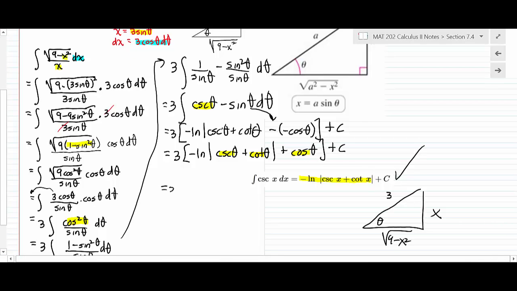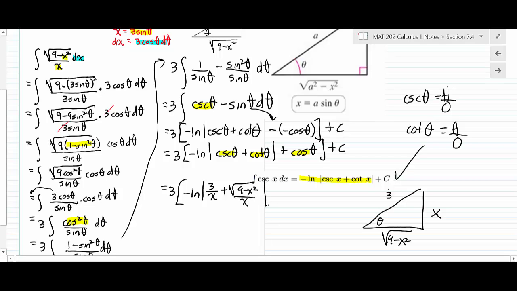Okay, so this is going to be 3 negative ln. Remember the cosecant is hypotenuse over opposite. So that's going to be 3 over x. So you're going to have a 3 over x there. Then the cotangent of theta is adjacent over opposite. Adjacent is root 9 minus x squared, opposite's x. So that's going to be square root of 9 minus x squared over x. So that closes that part out right there.